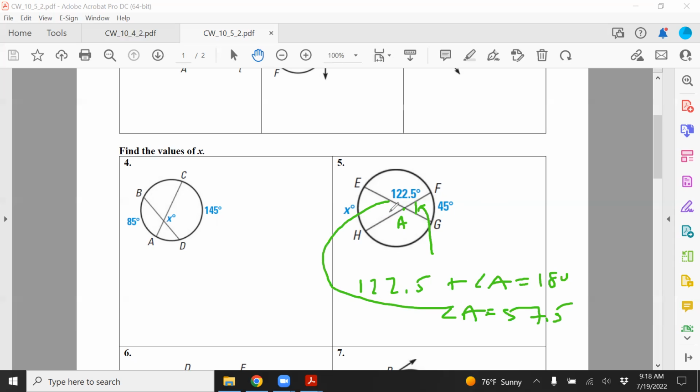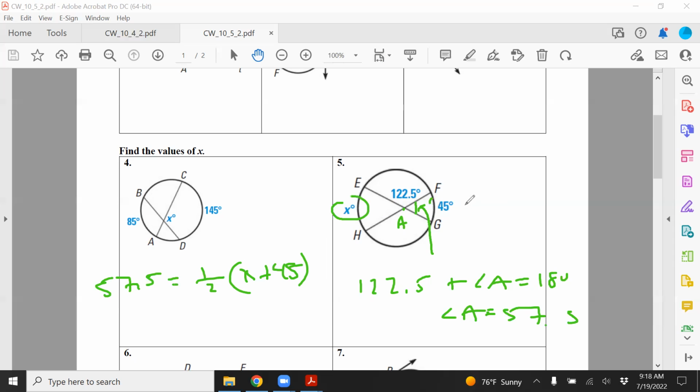because it's vertical angles, right? So there's a theorem that states that angle is going to be the average of the two arcs, or half of the two arcs added up. These arcs are being intercepted by angle A and the vertical angle. So if you multiply both sides by 2, you should get 115. X will be 70. Yeah. Think we're good there? 70 degrees. Okay.